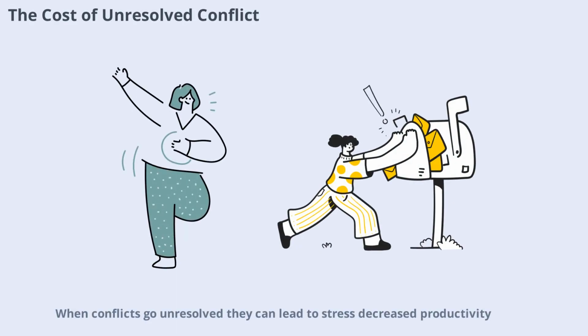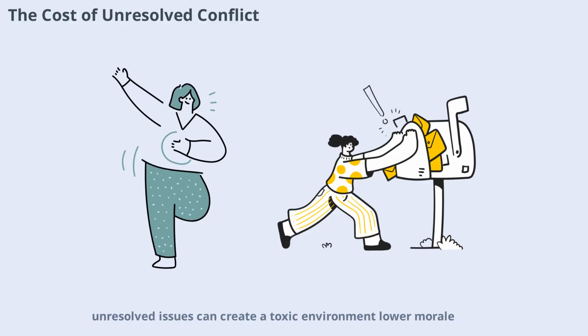When conflicts go unresolved, they can lead to stress, decreased productivity, and damaged relationships. In workplaces, unresolved issues can create a toxic environment, lower morale, and even result in turnover. In personal relationships, ongoing conflict can erode trust and intimacy. Recognizing the potential costs of ignoring conflict highlights the importance of addressing issues early and effectively.